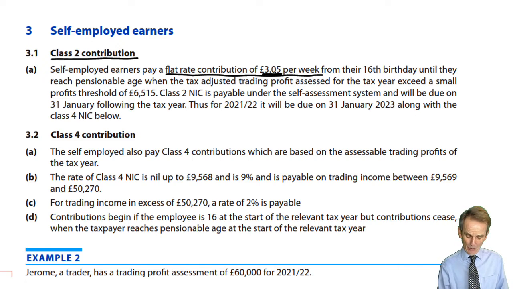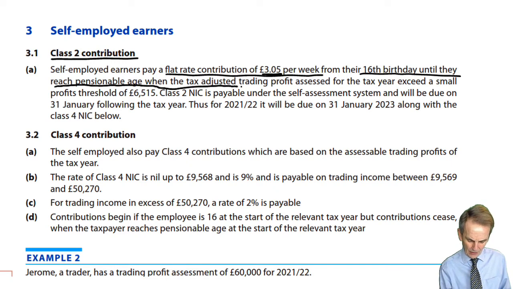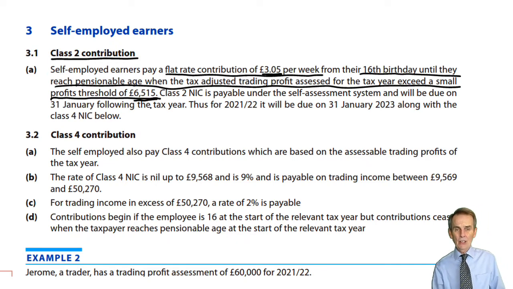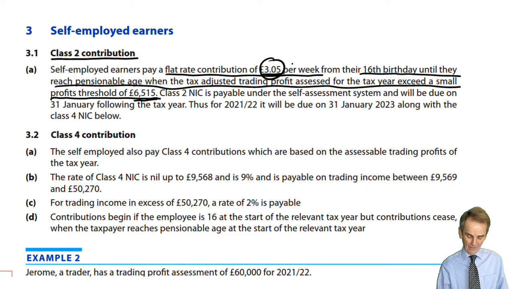Again, as with the employee situation, the Class 1 liabilities, it goes from their 16th birthday until they reach pensionable age, when the tax-adjusted trading profit assessed for the tax year exceeds a small profits threshold of £6,515. So if your small profits threshold here has not been exceeded, we'd again know what the profit figure was for the year. But if we haven't, then you get away with it. You don't have to pay. You don't pay the £3.05 per week.